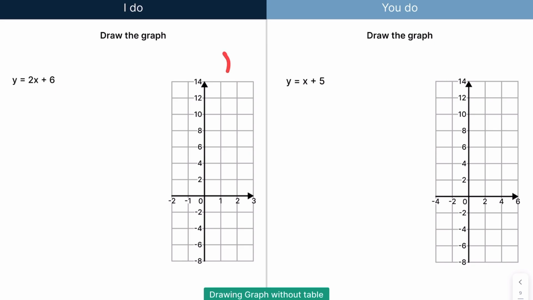Okay, so we've been given a graph and an equation, but no table. Now you might be wondering, well, how do you draw the table? So the exact same thing, it'll be x and y. We're going to put in some values for x. Now, if you're wondering what values for x do I put, you look at the axis. That's the hint here, okay?